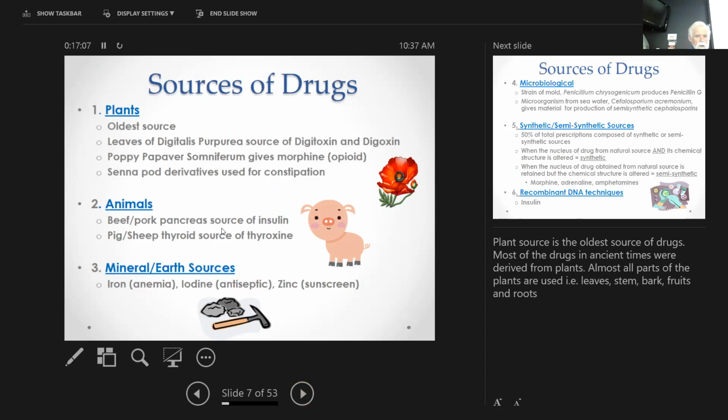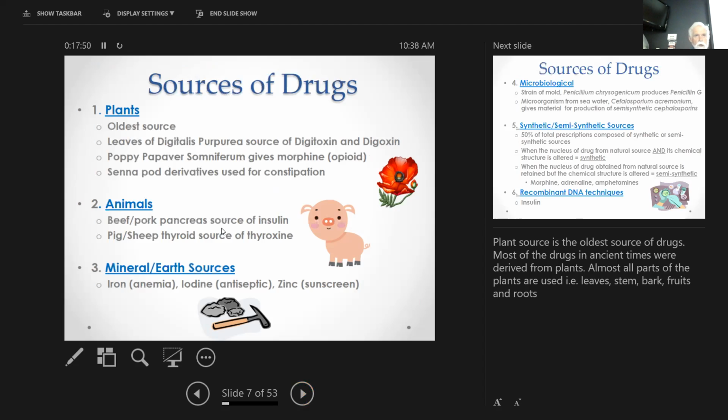But more recently, we've used a lot of sources. The original sources of insulin were beef and pork pancreas, insulin being produced in the islet cells on the pancreas. We were isolating that. That started in the early part of the 20th century in the treatment of insulin-dependent diabetes. Thyroid disease was treated by isolating thyroxine from pig and sheep thyroid, other animal thyroid as well.